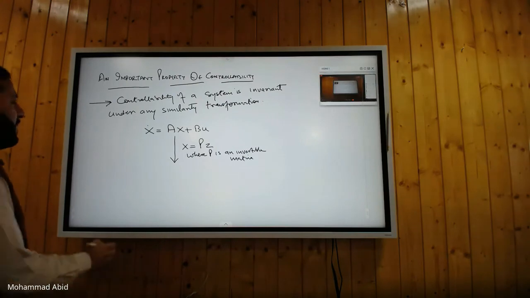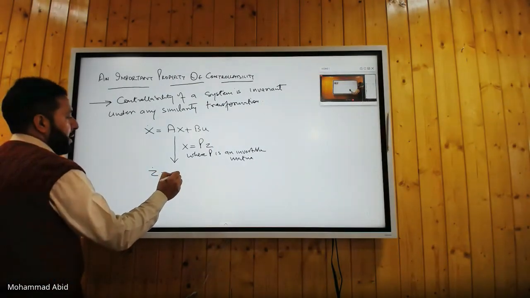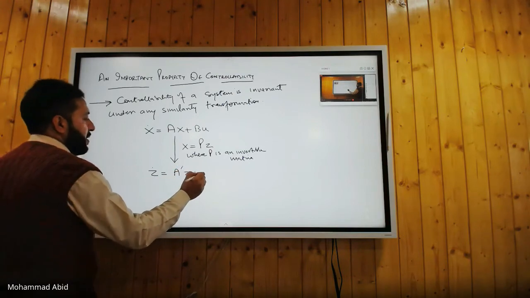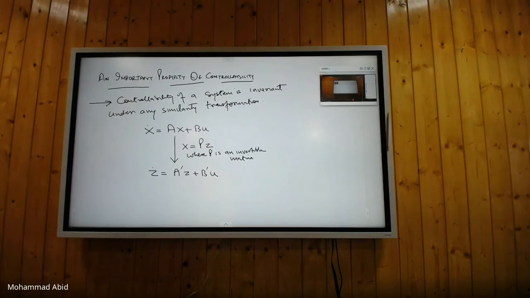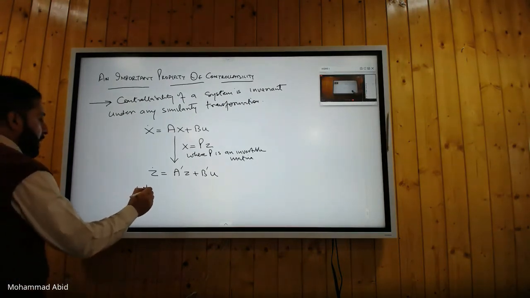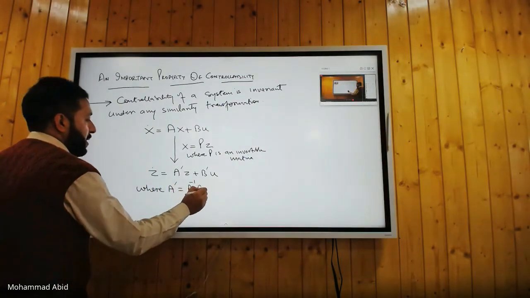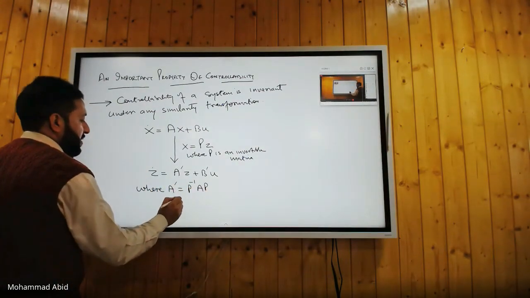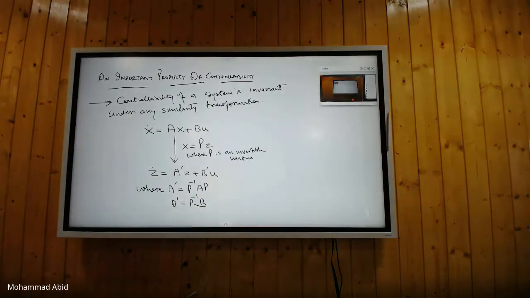So what will I get this as? I'll get the model as z dot equal to A dash z plus B dash u. Is that okay? Where A dash is equal to P inverse of AP and B dash is equal to P inverse of B. ठीक है ना?